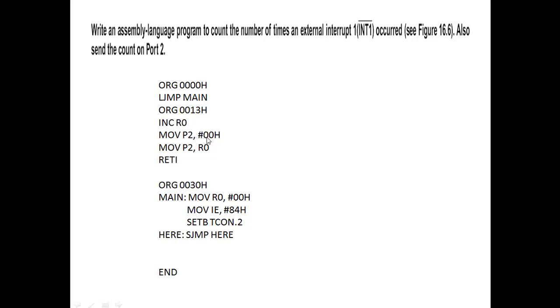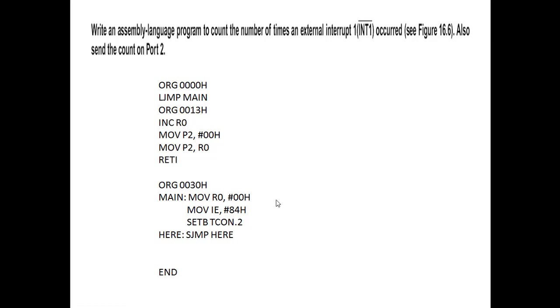Okay, and after that it is configured as an output. We send the value of R0 to port 2, and after that we write the return instruction, return from the interrupt. It means your service routine is completed, you can go back to your main program execution, and after that lastly you have the program end. Hope things are clear what you need to do.